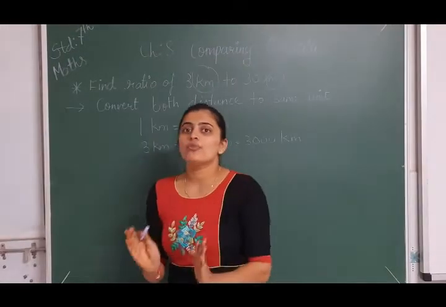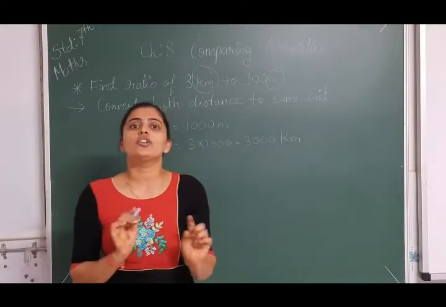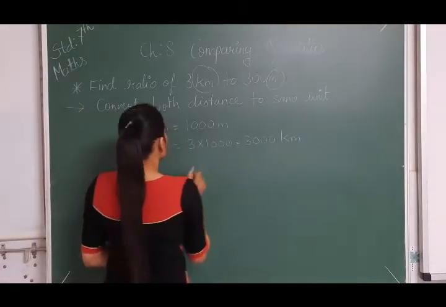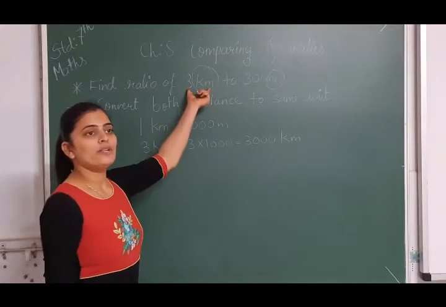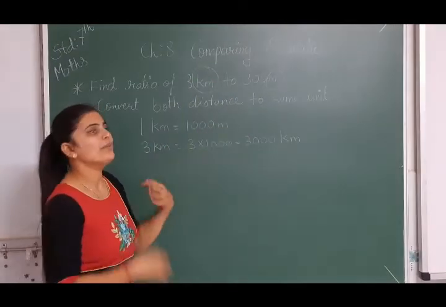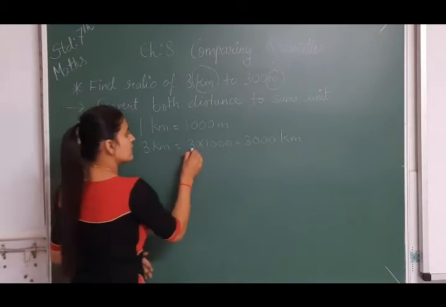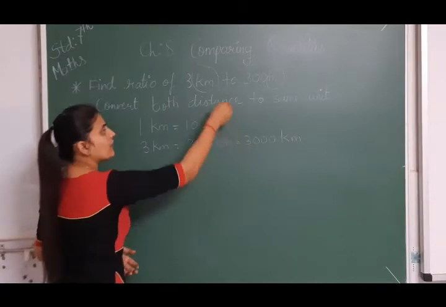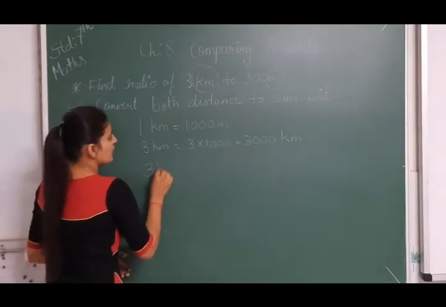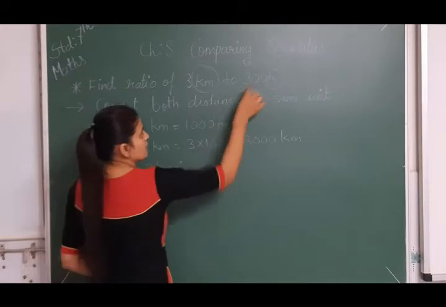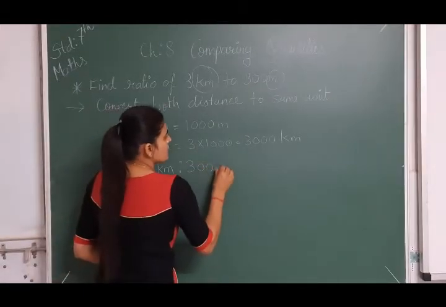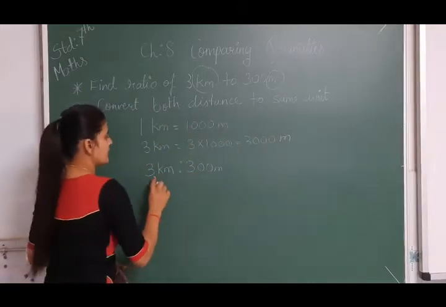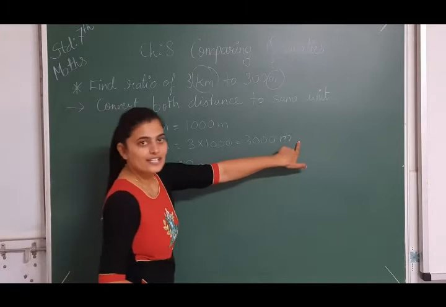Now the relation between kilometer and meter, the conversion we know that 1 kilometer is equal to 1000 meter. Now what do we have to convert? 3 kilometer we have to convert into meter. So multiply by 1000. 3 kilometer is equal to 3 multiplied by 1000. It will be equal to 3000 meter. Now we have to find out the ratio. So 3 kilometer is to 300 meter. We have converted kilometer into meter. So instead of 3 kilometer, we can write 3000 meter.